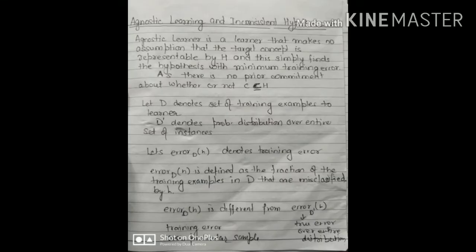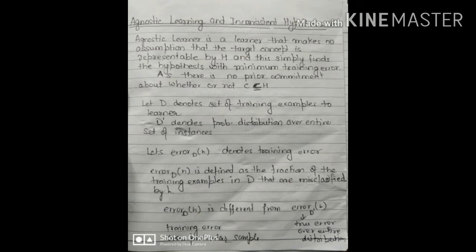Hello everyone. Now we are going to start the remaining part of sample complexity for finite hypothesis space. Till now we have studied how to get the total number of training examples when we have a consistent learner. Now we have to study agnostic learning and the inconsistent hypothesis.